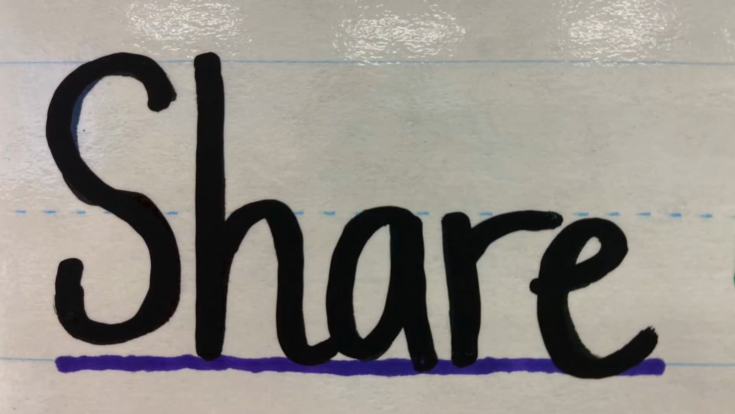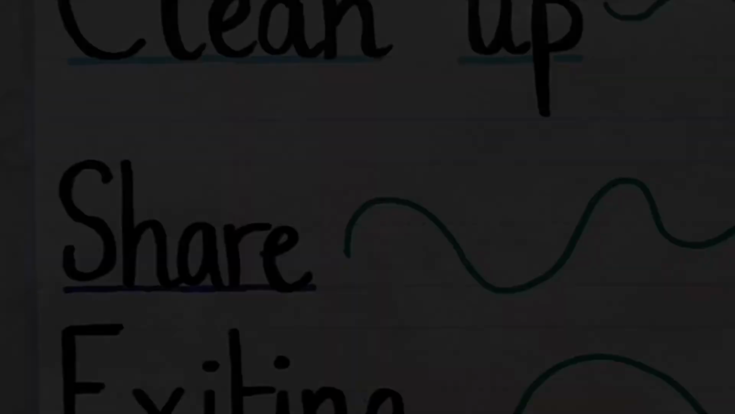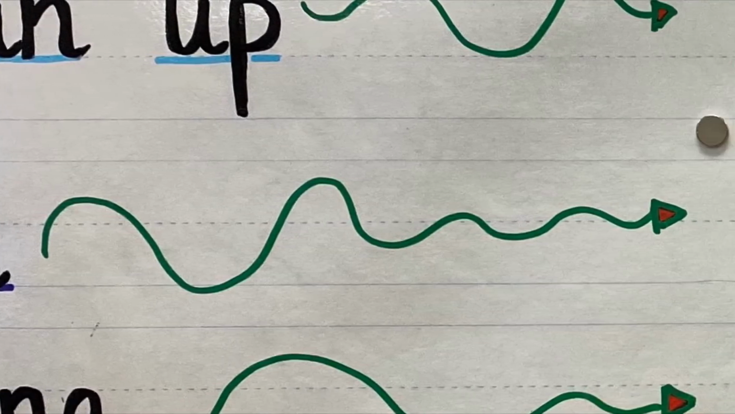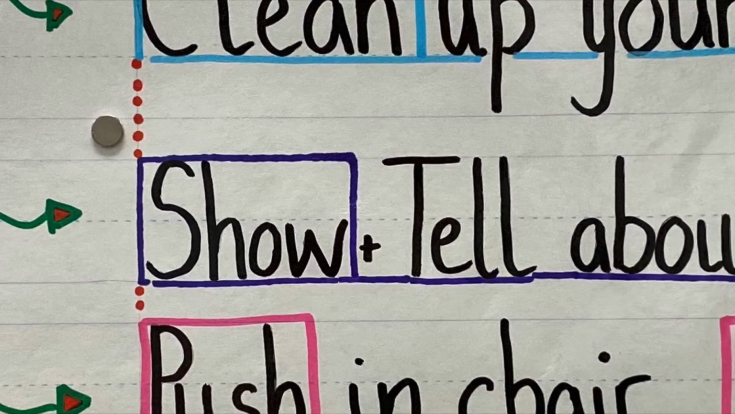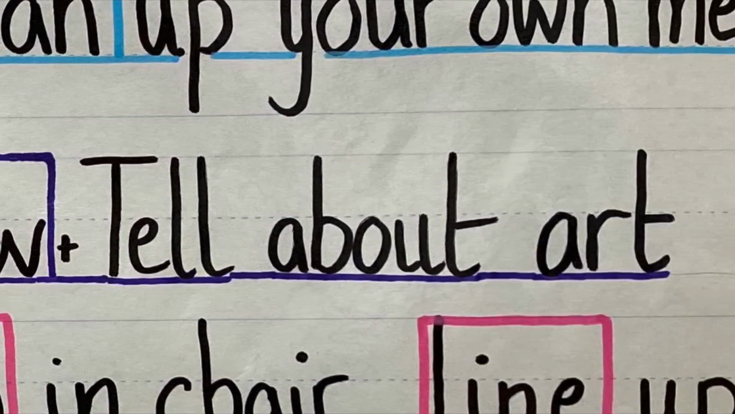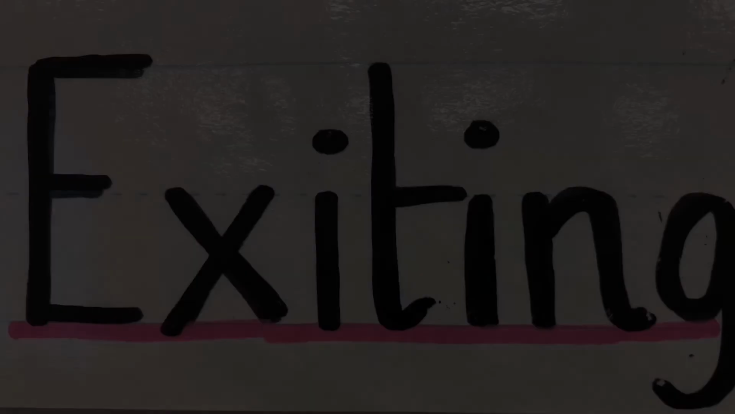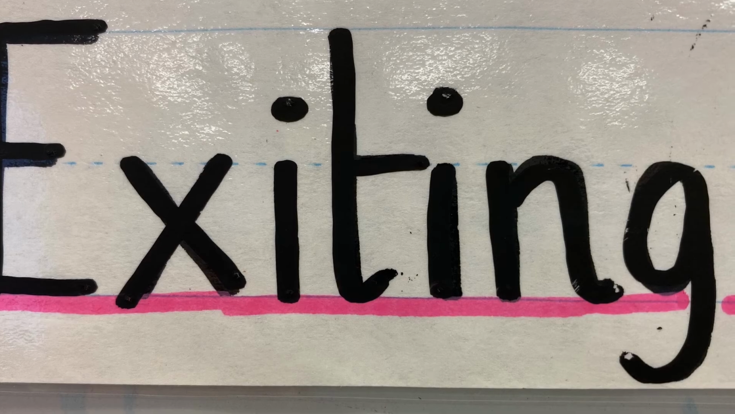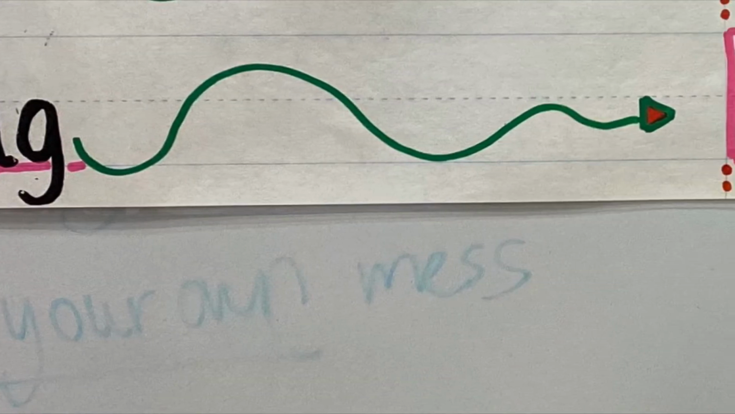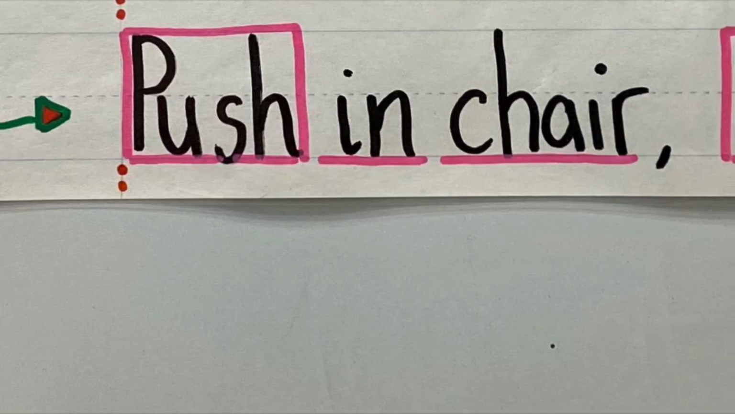After cleanup time will be share time. This is where you can show your work to the class or your small group and tell about the story behind your art. When it's time to go, you will wipe your table down so it's clean and germ-free for the next class coming into the studio. Once your table is ready, I will release you to line up and exit the art room.